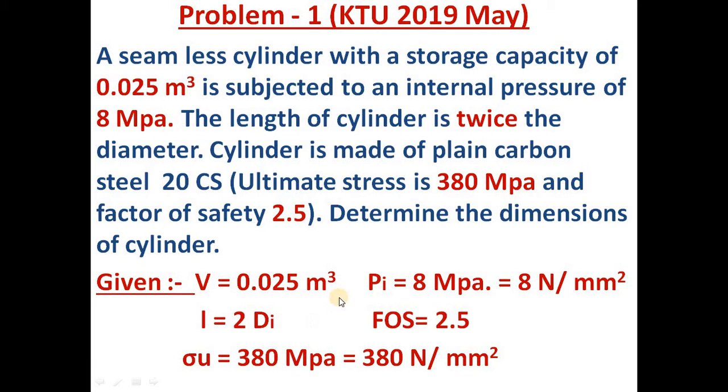Volume is given, internal pressure is given, then the length and diameter relation L equals 2 Di is given. Ultimate strength of that material is given, from which we can find out the sigma H or hoop stress. Then factor of safety 2.5. All these details are given. Then we have to find out the diameter, length and thickness.